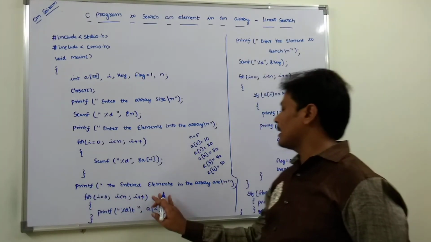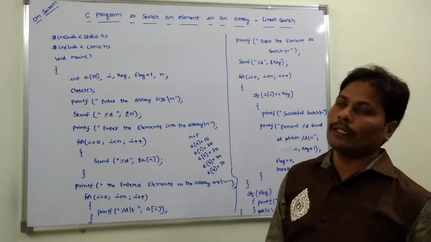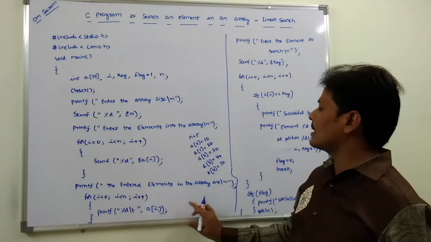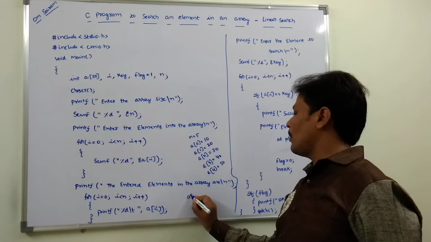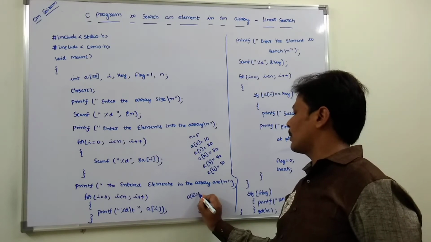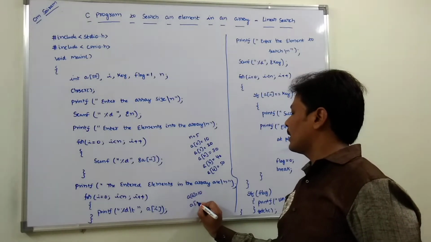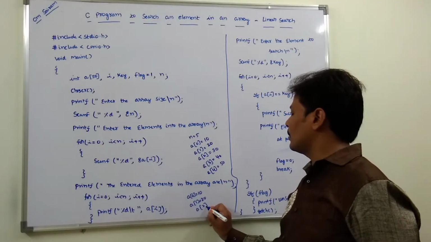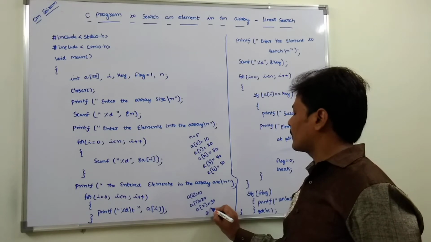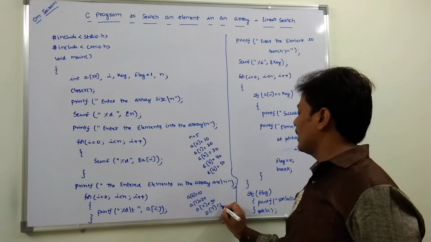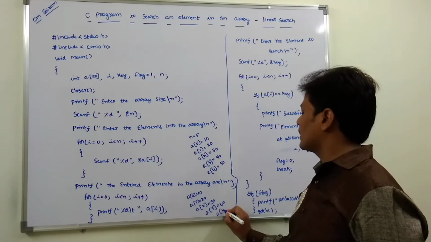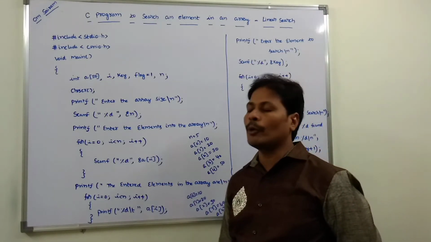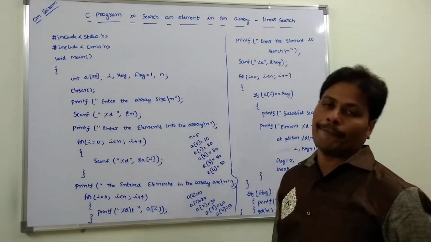Next, printf the entered elements in the array are. Whatever elements were read from the keyboard are printed. So a of 0 is equal to 10, a of 1 is equal to 20, a of 2 is equal to 30, a of 3 is equal to 40, a of 4 is equal to 50. These values are displayed on the monitor by using the printf function.